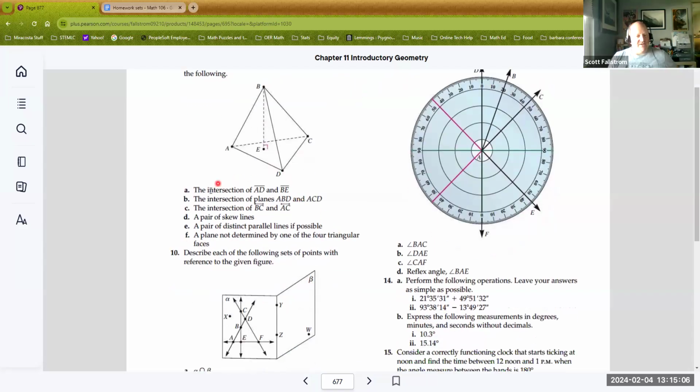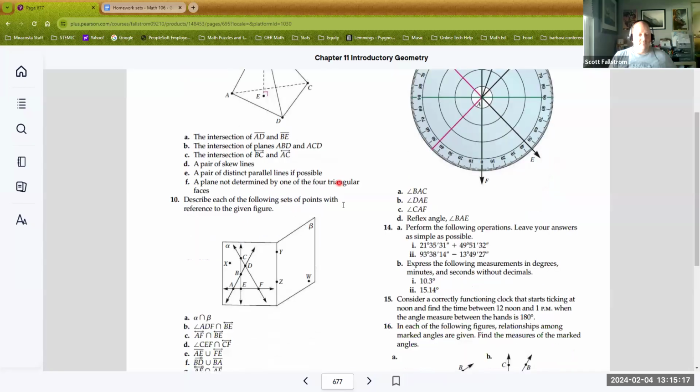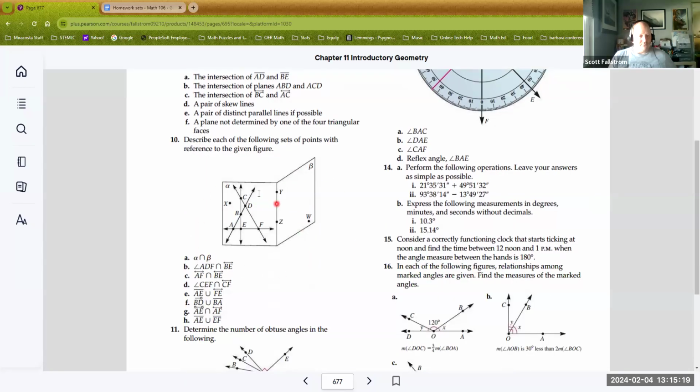Now they're going to ask you, what is the intersection of segments? What's the intersection of planes? You have to be able to, in your mind, kind of shade those. I know it's a little challenging, but it's a skill we want to develop. Same down here. Now I want you to think of this like a book that's open. So there is an angle on one of these sides. And then it's going to ask you, here's plane alpha, here's plane beta. Where do those planes intersect?